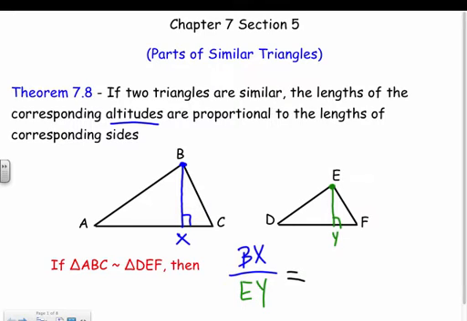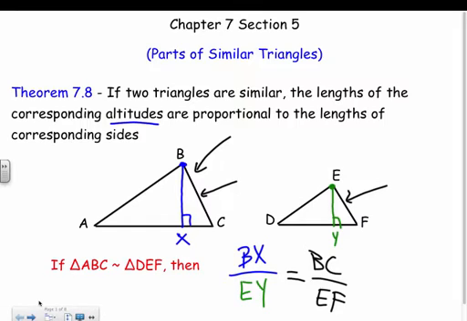Well, I put BX on top, so I have to look at this triangle first. I could set BC over EF, because BC and EF correspond. I could have put AB over DE or AC over DF as well. It doesn't matter, they all would work. So we're still just working with our proportional parts, except now altitudes are also proportional.